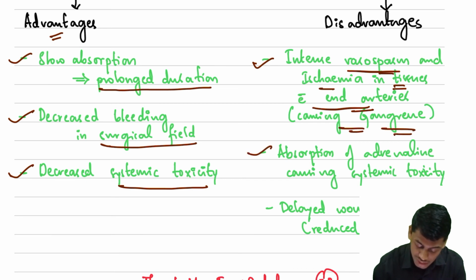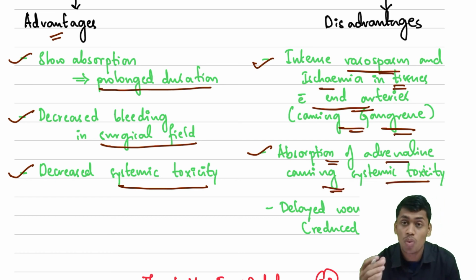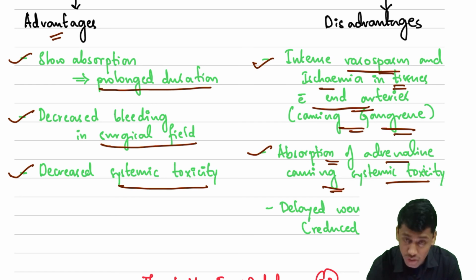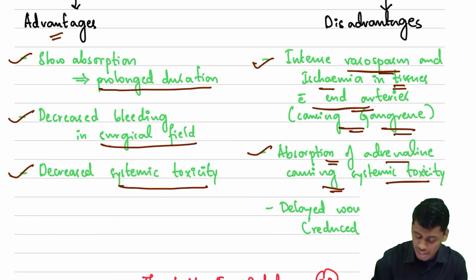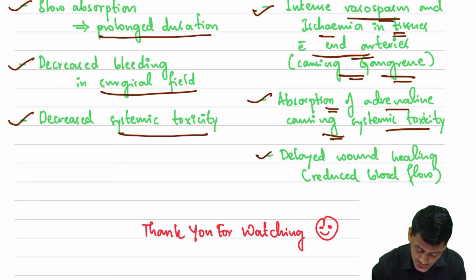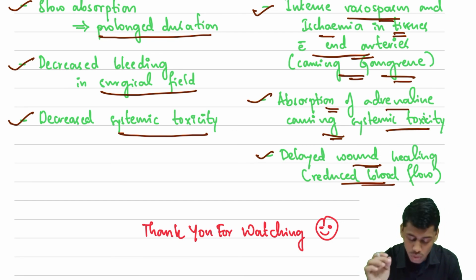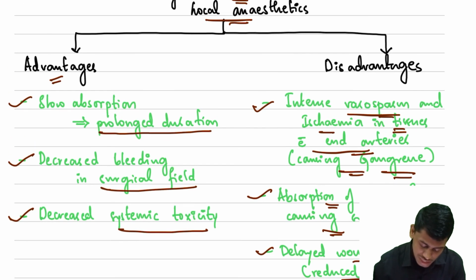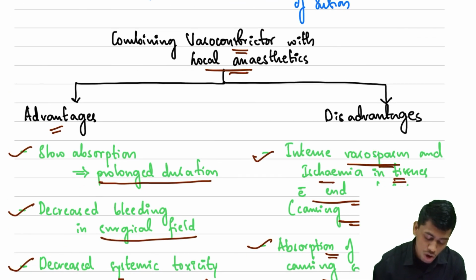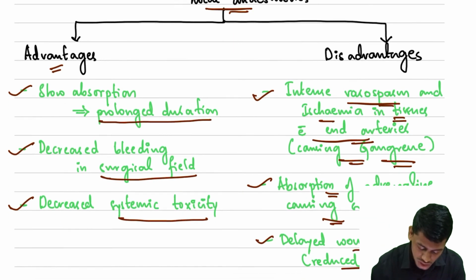The second disadvantage is the absorption of adrenaline causing systemic toxicity. Whatever adrenaline we are combining with the lignocaine and giving, it might enter into the systemic circulation and cause different side effects such as increased blood pressure and so on. Then it also causes delayed wound healing by causing reduced blood flow. When the blood flow to the wound is cut off, it causes delayed wound healing. So these are all the advantages and disadvantages of the combination of vasoconstrictor with the local anesthetics.